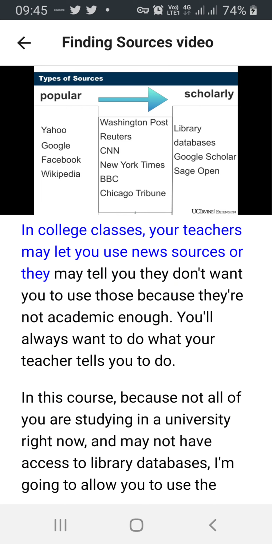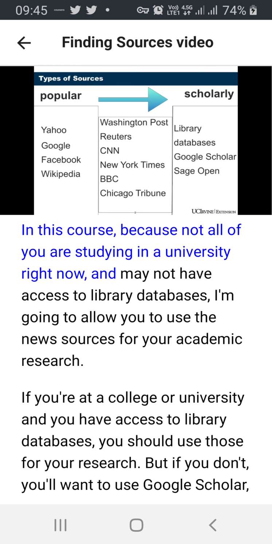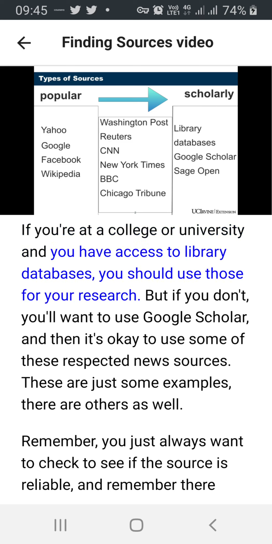In college classes, your teachers may let you use news sources, or they may tell you they don't want you to use those because they're not academic enough. You'll always want to do what your teacher tells you to do. In this course, because not all of you are studying in a university right now and may not have access to library databases, I'm going to allow you to use the news sources for your academic research. If you're at a college or university and you have access to library databases, you should use those for your research. But if you don't, you'll want to use Google Scholar, and then it's okay to use some of these respected news sources. These are just some examples.